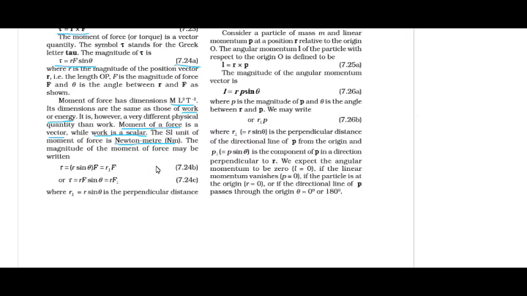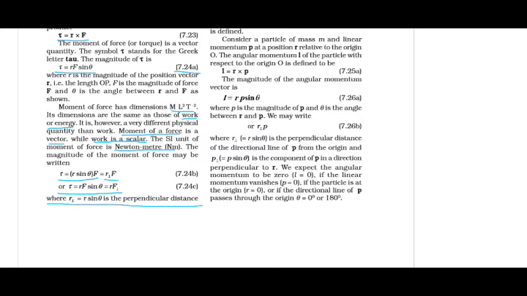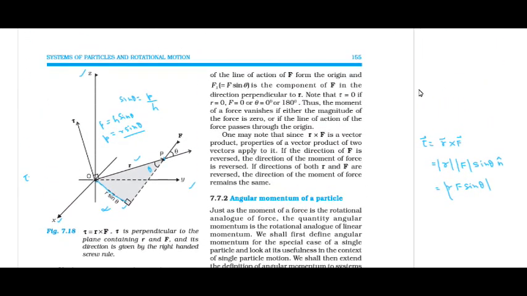and the magnitude of moment of force may be written as tau is equal to r sin theta F. r sin theta can be written as the perpendicular distance, or tau can also be written as rF sin theta, that means r perpendicular F, where r perpendicular is equal to r sin theta, the perpendicular distance of the line of action of force F from the origin, and F perpendicular is equal to F sin theta, a component of force in the direction perpendicular to r.